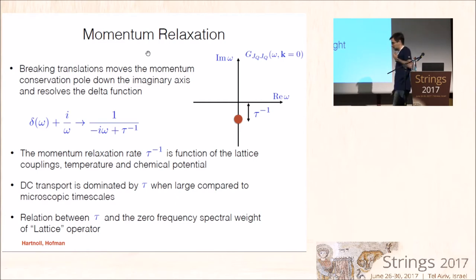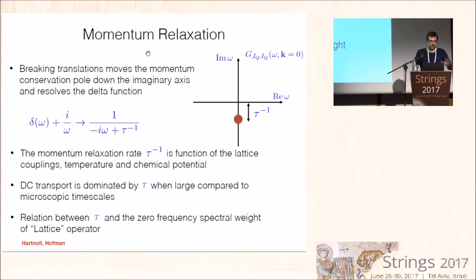Now, tau, what I call tau here, is the momentum relaxation rate, or momentum relaxation time. And as you can imagine, it is going to be a function of the lattice sources that I introduced into the system. It is going to be a function of temperature, and it is also going to be a function of the chemical potential.